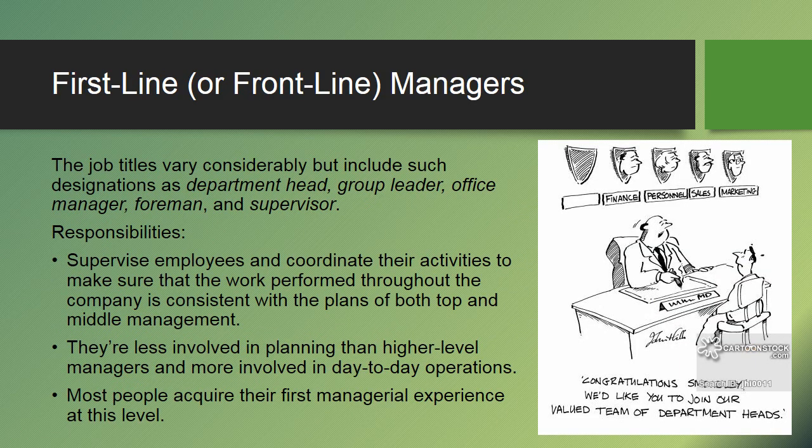First line or frontline managers, job titles vary but include designations such as department head, group leader, office manager, foreman, supervisor. Responsibilities. They supervise employees and coordinate their activities to make sure that the work performed throughout the company is consistent with the plans of both top and middle management. So, you're where the buck stops mostly at this point.